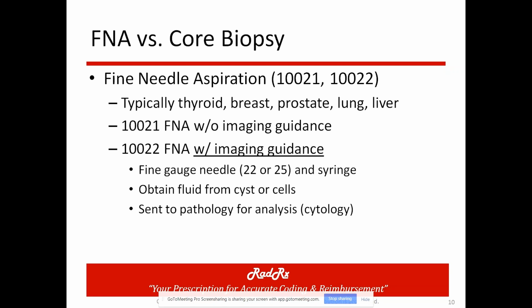documentation. With the fine needle aspiration, typically it will be done with a fine gauge needle that's 22 or 25 gauge. But remember what I said a few moments ago, you can't rely on the size of the needle alone in order to determine whether you have a fine needle aspiration or you have a core biopsy. But with this fine needle aspiration, what you're looking for is that the physician is obtaining fluid from either a cyst or cells, from a mass, and then it's sent to pathology for analysis. They're actually doing cytology on that sample.